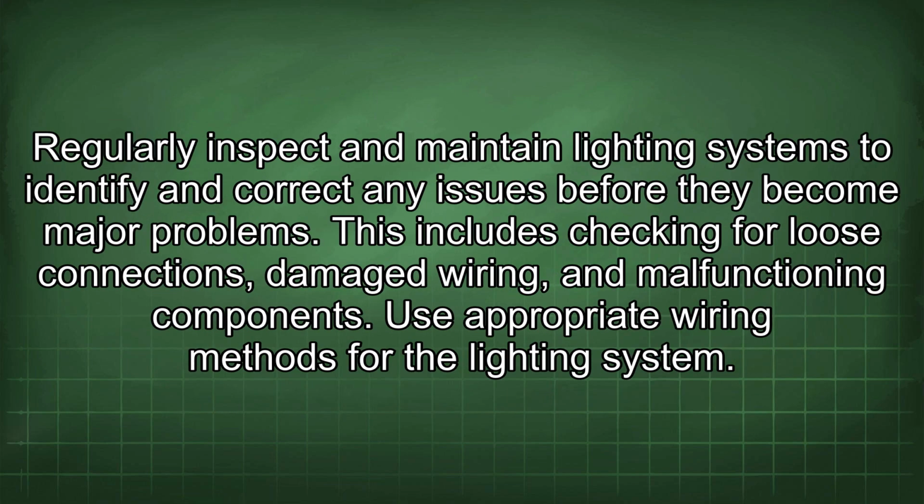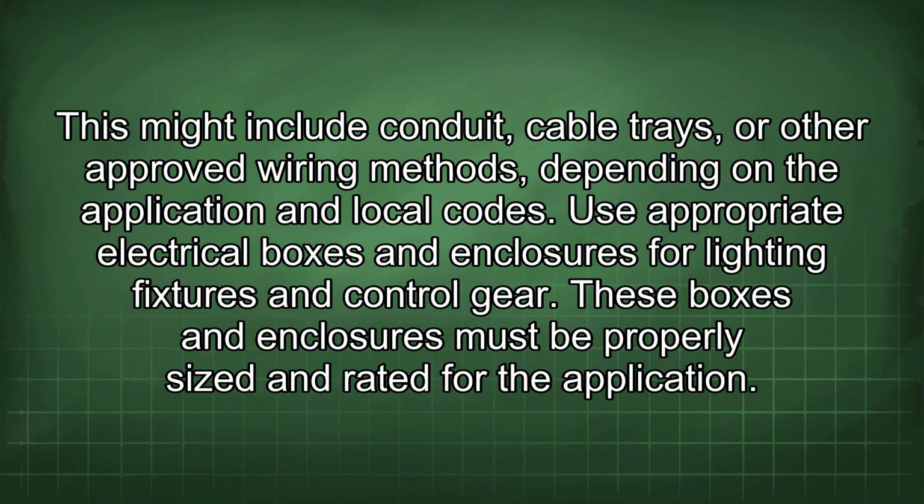Regularly inspect and maintain lighting systems to identify and correct any issues before they become major problems. This includes checking for loose connections, damaged wiring, and malfunctioning components. Use appropriate wiring methods for the lighting system. This might include conduit, cable trays, or other approved wiring methods depending on the application and local codes.